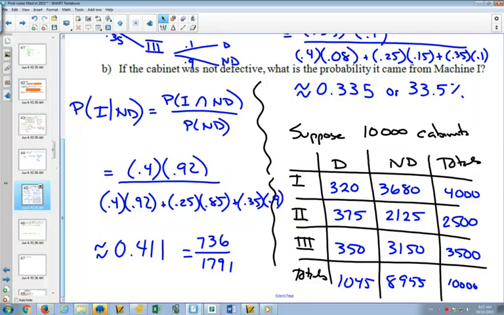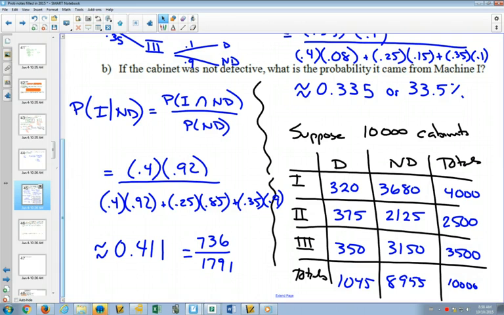If we wanted to do what we did second, probability of machine 1 given not defective, well, not defective reduces our sample space from 10,000 down to 8,955. And for machine 1, if we do 3,680 divided by 8,955, we get exactly this same number. And we can reduce that fraction to 736 out of 1791.